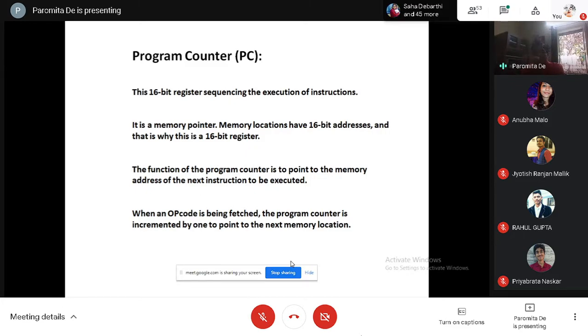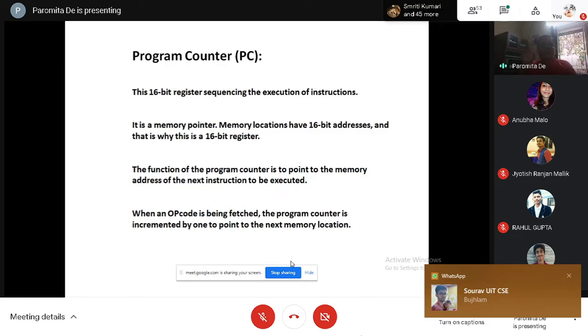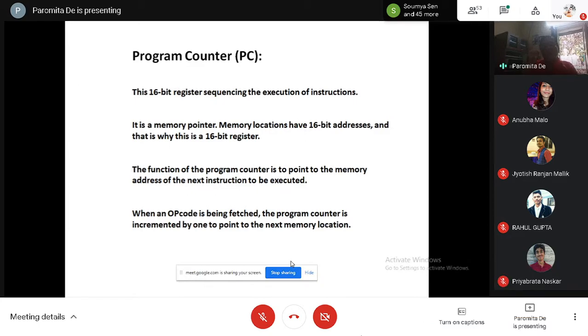We will just see after some time what an opcode is. It is being fetched, and the program counter is incremented to point to the next memory location. Say the instruction says the memory location is 2050. That is my memory location. So in the first instruction, the program counter will say, okay, now go to 2050.